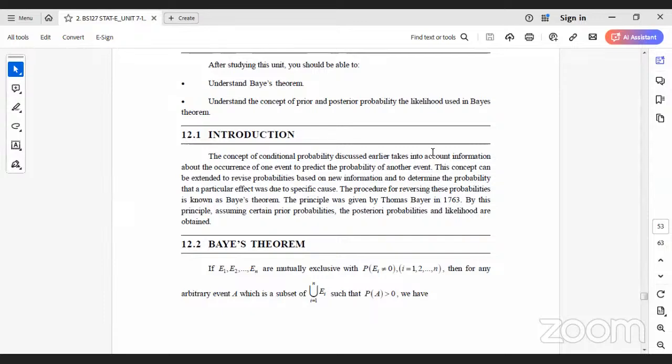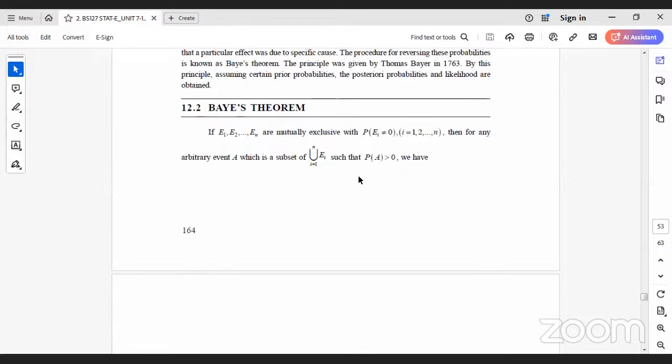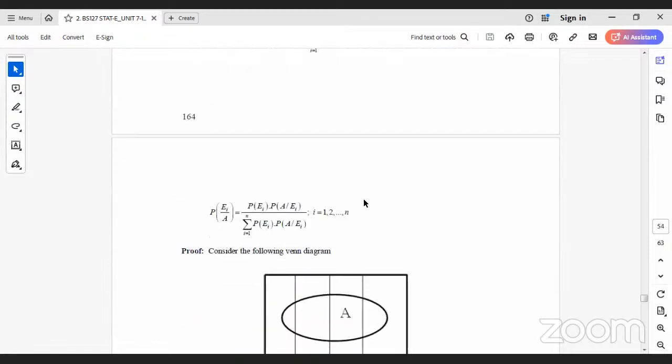The principle was given by Thomas Bayes in 1763. By this principle, assuming certain prior probabilities, the posterior probabilities and the likelihoods are obtained. Bayes theorem, most important is the Bayes theorem. If E1, E2, E3 and so on are mutually exclusive events with P(Ei) not equal to 0, i equal to 1, 2, 3 and so on, then for any arbitrary event A, which is a subset of the union of Ei for i = 1 to n, such that P(A) greater than 0, we have the formula P(Ei/A) = P(Ei)P(A/Ei) divided by the summation of i = 1 to n of P(Ei)P(A/Ei), for i = 1, 2, 3 and so on, n.